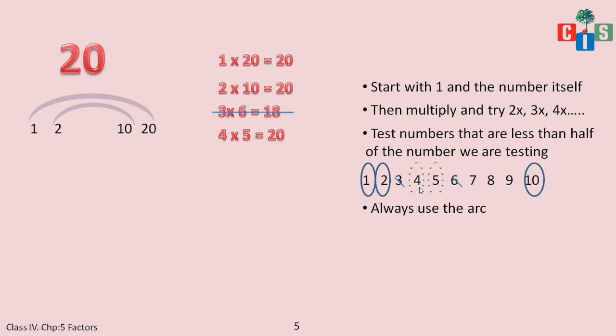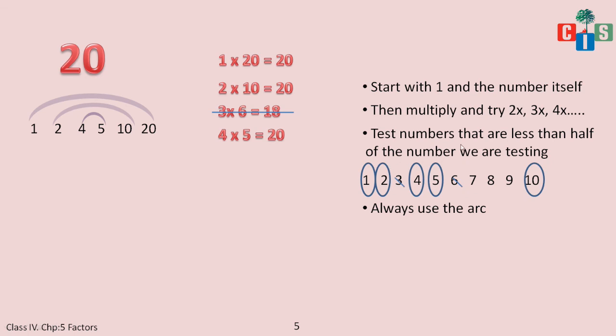So I will circle 4 and 5 as the factors, and I'll write them separately in the factor chart, that is 4 and 5. And I will use an arc to remember that 4 multiplied by 5 will give me 20. 4's pair is 5. So I'll have an arc there. And then 6 is not a factor.